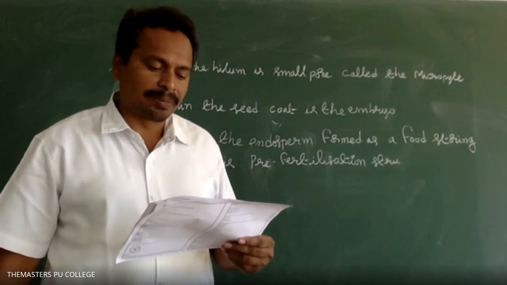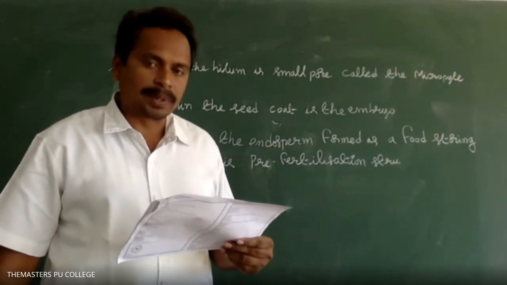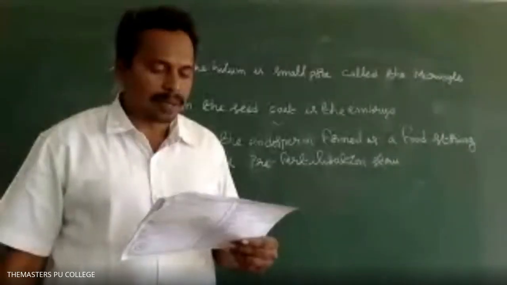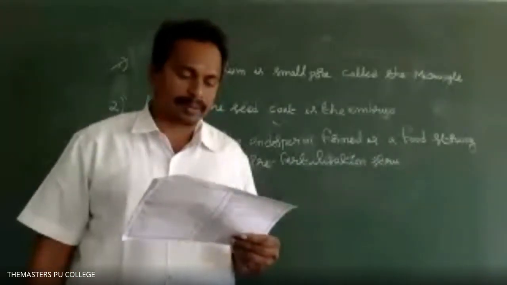Next, non-endospermic seed is found in: option 1 is pea, option 2 is gram, option 3 is bean, option 4 is all of these. Option 4, sir, all of the above. Very good. Option 4 is the correct answer.